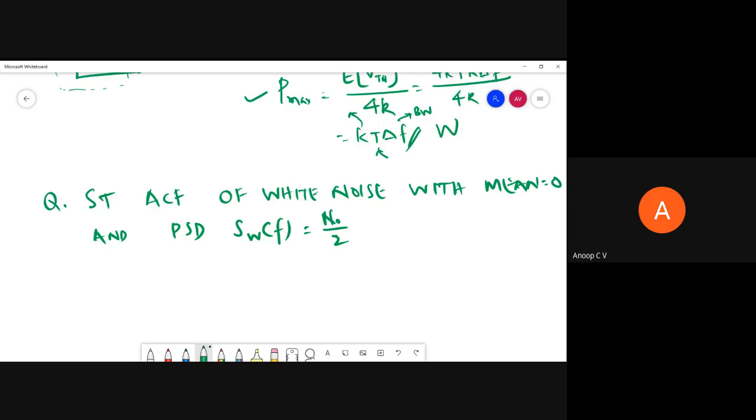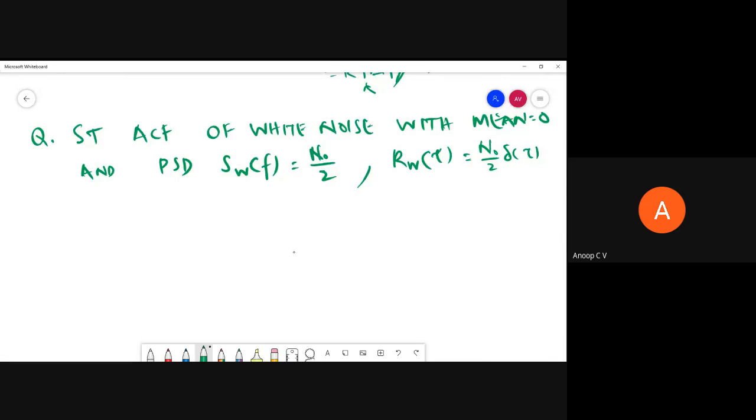So the question is, we have to show that the autocorrelation function of white noise with mean equal to 0 and power spectral density equal to n naught by 2 is given by Rw of tau equal to n naught by 2 times delta of tau. This is what you have to prove. Why I have taken up this question is that you should be clear about what power spectral density is, and what information the autocorrelation function of a noise process can give. You have to be thorough with this.